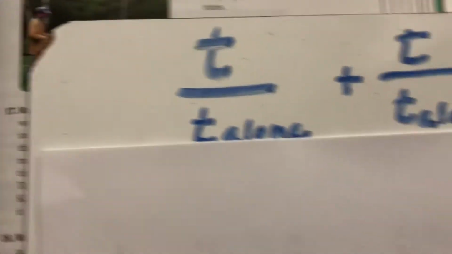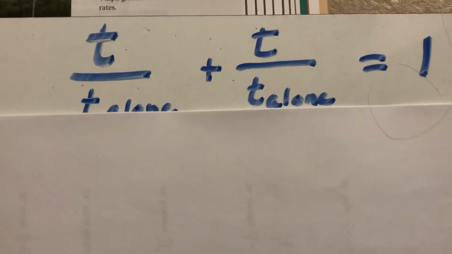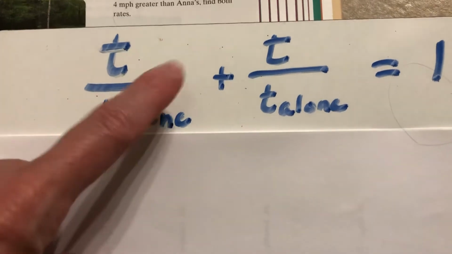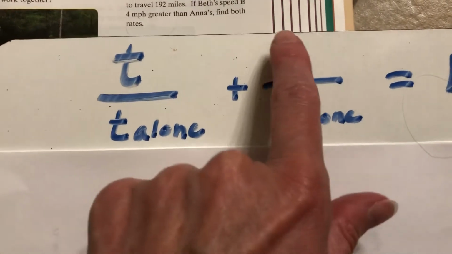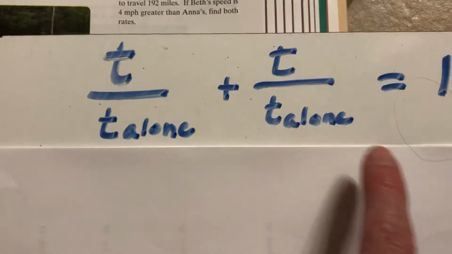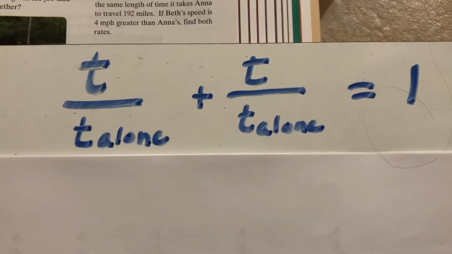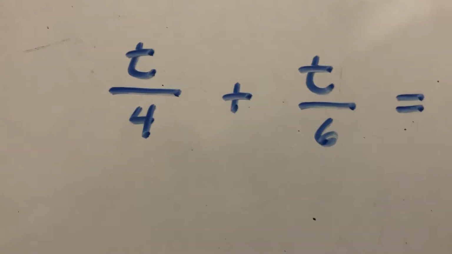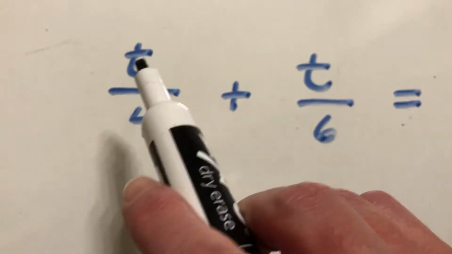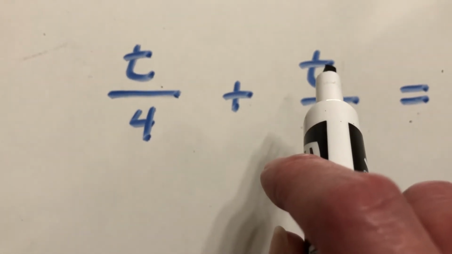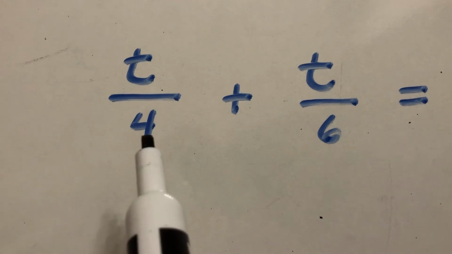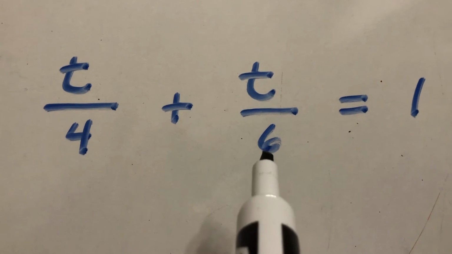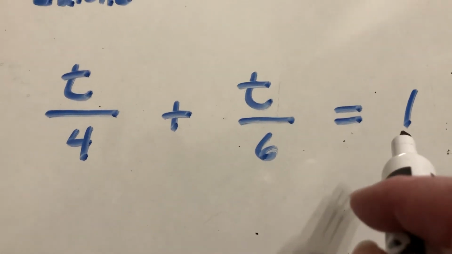The general formula that you can use for these work problems is time together over time alone for the one person plus time together over time alone for the second person equals one whole job. So what we're going to have in this one is we don't know the time together to do the yard work. But Tony, if she worked alone, took 4 hours. Sonny, if he works alone, takes 6 hours. And together, they complete one whole job.